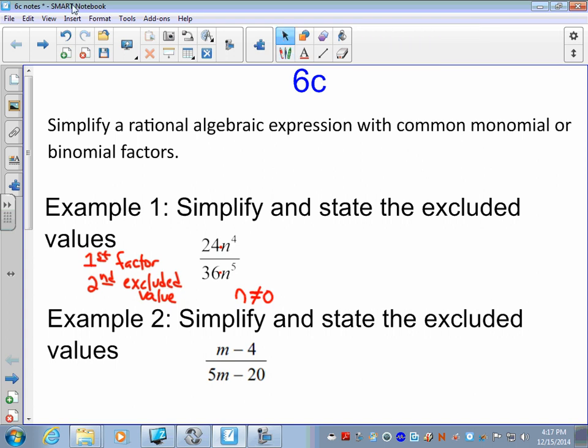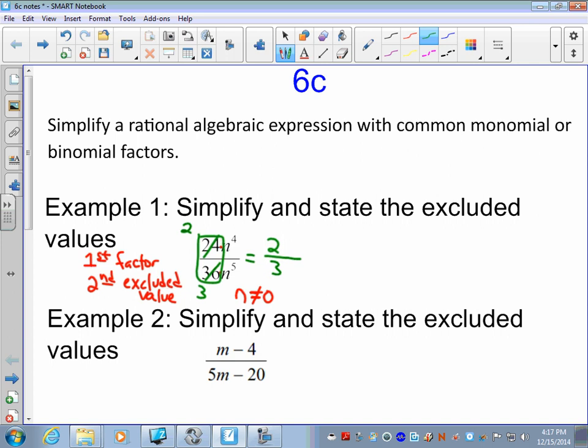Now we proceed with simplifying. You have 24 over 36. That will reduce: divide the top by 12, divide the denominator by 12, you get 2/3. N to the fourth divided by n to the fifth: divide top and bottom by n to the fourth, you get 1 on top, and n to the first on the bottom. And 2 times 1 is 2, 3 times n to the first is just 3n. So our simplified answer is 2 divided by 3n with the excluded value of n cannot equal 0.